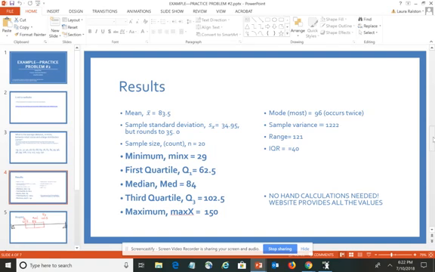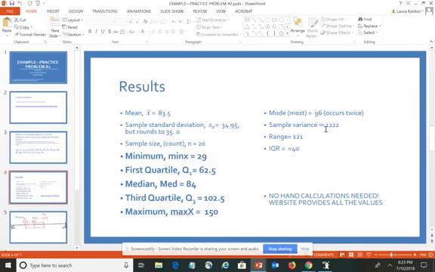The minimum distance was 29. First quartile is 62.5. The median is 84. The third quartile is 102.5. And the maximum was 150. The website also gives you the mode, which is the value that occurs the most, 96.